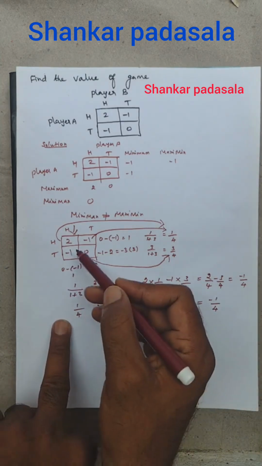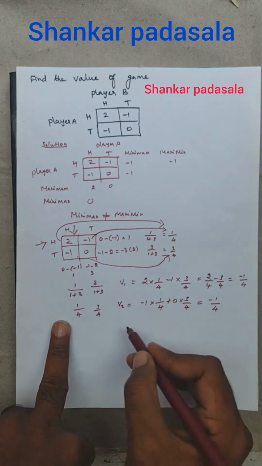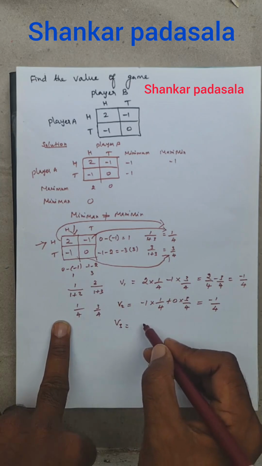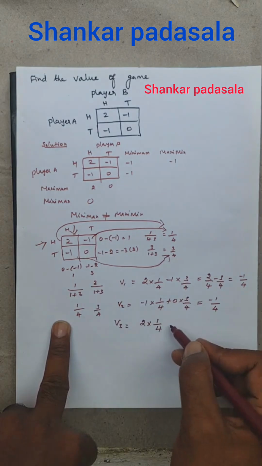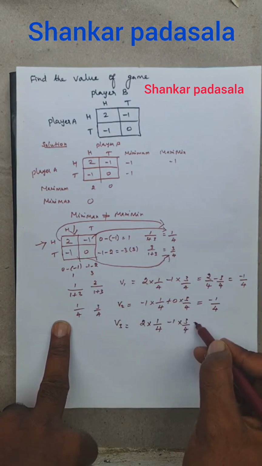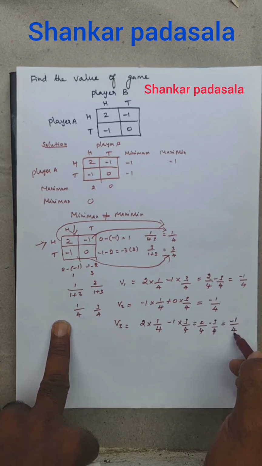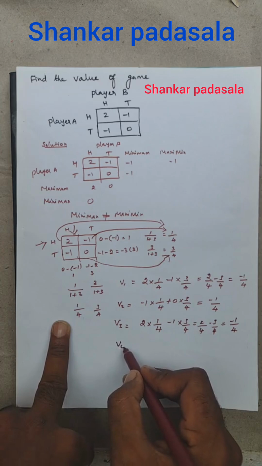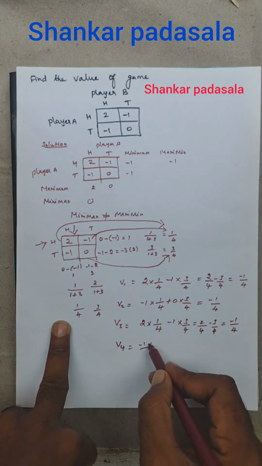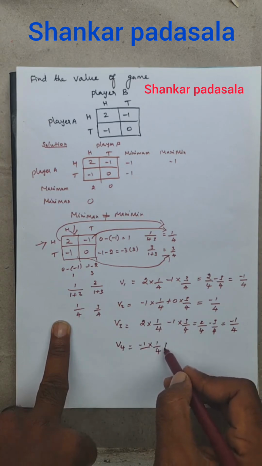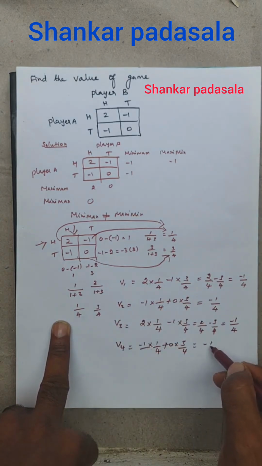Here on a row basis, in the first row, 2 into 1 by 4. This we call value of game V3. 2 into 1 by 4, next -1 into 3 by 4, which is equal to 2 by 4 minus 3 by 4, which gives -1 by 4. And next V4, value of game 4 here: -1 into 1 by 4 plus 0 into 3 by 4, 0 into 3 by 4. So it gives totally -1 by 4.